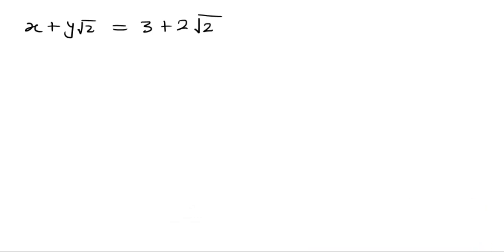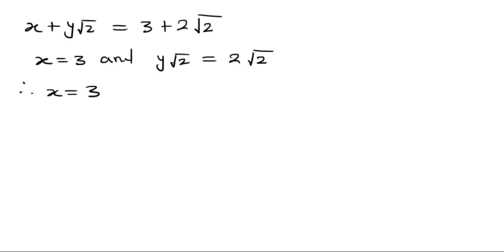So we have to isolate the identical form. We see that our x is equal to 3 and y root 2 is equal to 2 root 2. Merely looking at this expression, we draw the conclusion that our x is equal to what? 3, and even by observation we can also say that y is equal to 2. But let's see if we can arrive at that mathematically. So we solve for y.